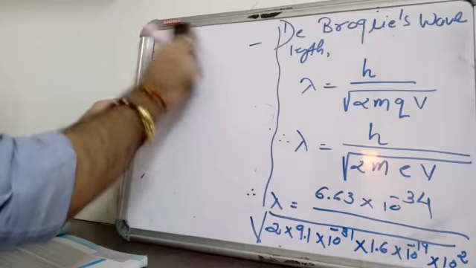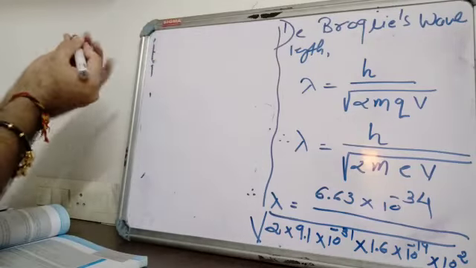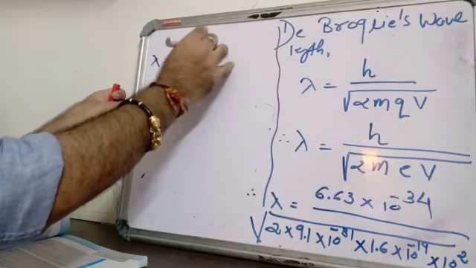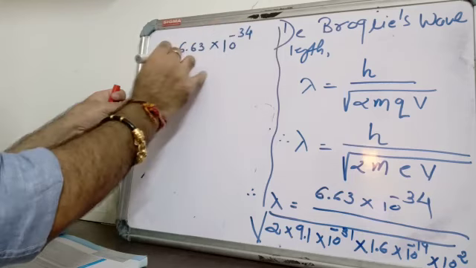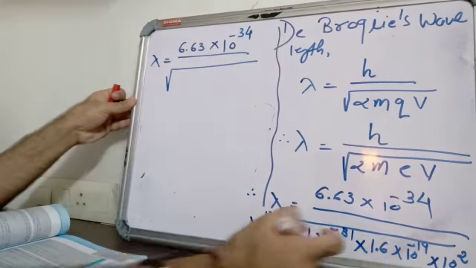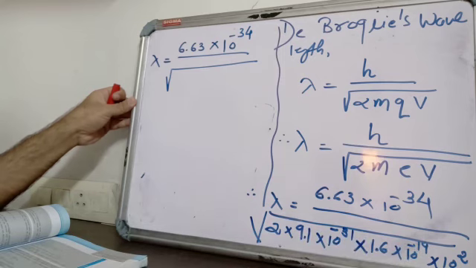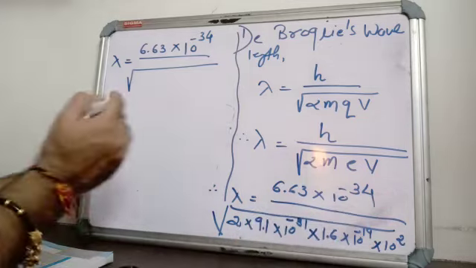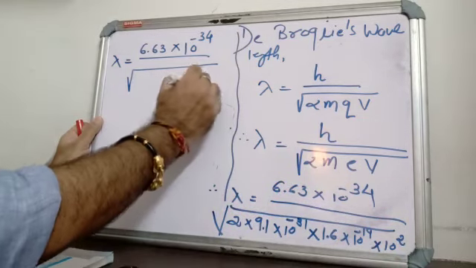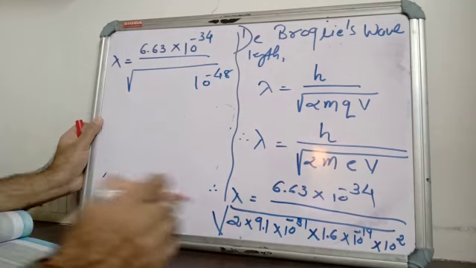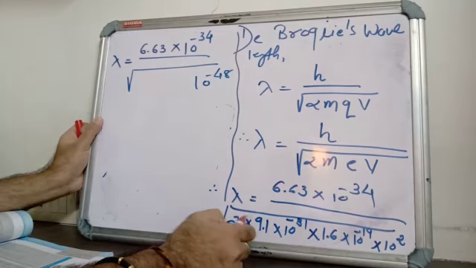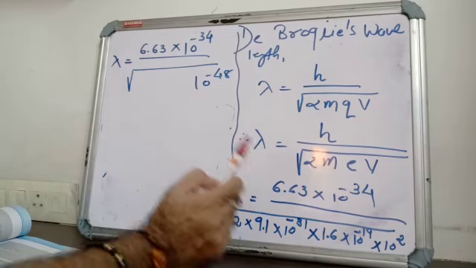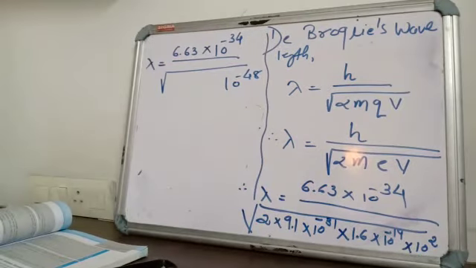So that is lambda is equal to 6.63 into 10 raised to minus 34 upon under root minus 31 minus 19, minus 31 minus 19 plus 2, that is 10 raised to minus 50 plus 2, 10 raised to minus 48, and here it is 1.6 into 2 into 9.1. So take out the calculator and do this.